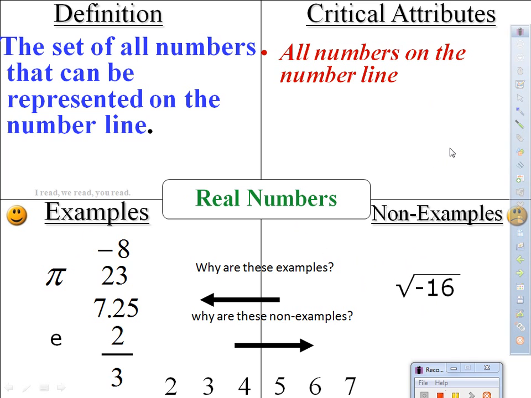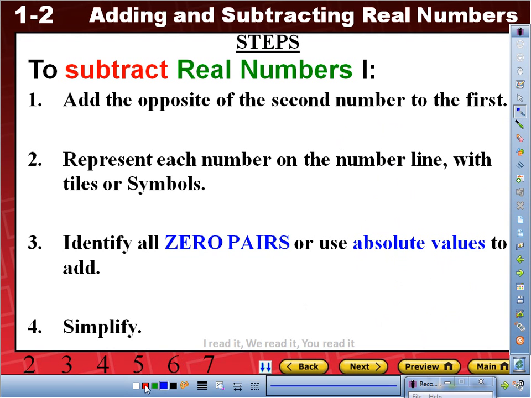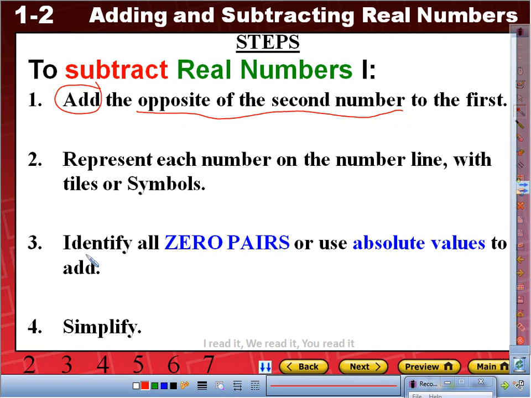And then from there we are going into some steps. And one thing that you're noticing is that it's pretty much the same steps as addition, we're just adding the first step that's different. Is that correct? Okay. So words to circle with red to remember. Step 1, you're going to circle the word add. Underline opposite of the second number. That's something very important to remember. For the second step, you're going to circle the word represent. Underline on the number line.